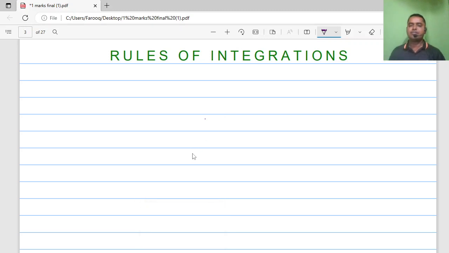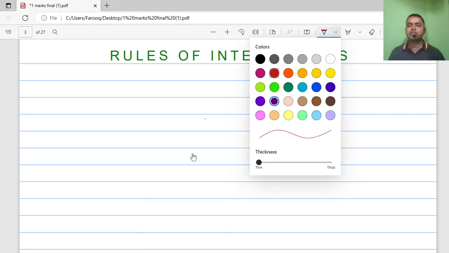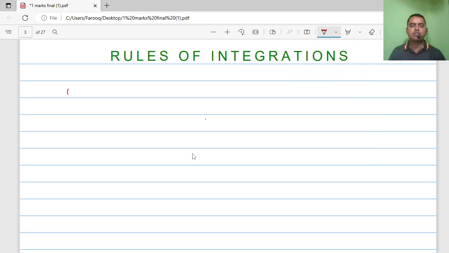In the first one, remember this. These are very important. First one: integration of dx is what? x plus c. Remember this. And the second one is integration of k dx.